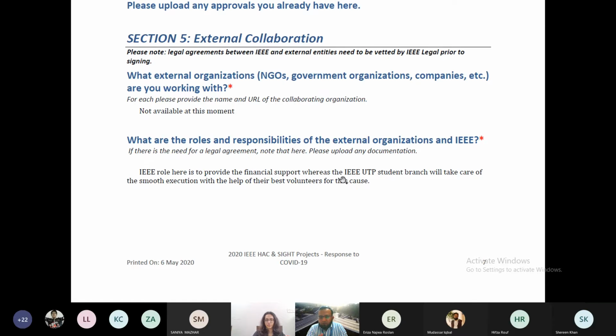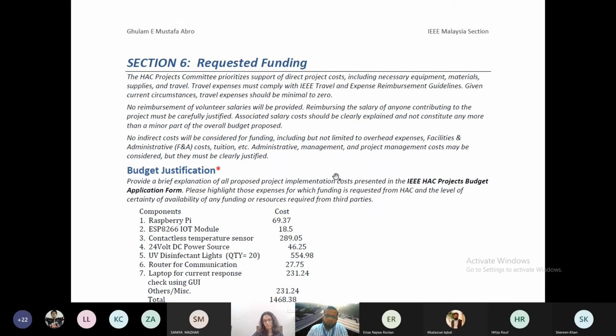So the human resource management is coming from the IEEE-UTP student branch, and the financial support is coming from IEEE US. They transfer the amount to the section and then the section to the primary applicant account. So it's coming directly to your own bank account.